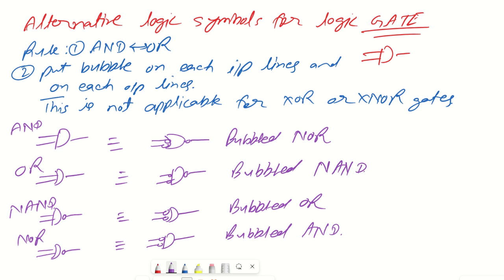So now it is very clear to you how we can represent our logic symbols as some other alternate logic symbol, okay. So the other alternative logic symbols you can have like this.